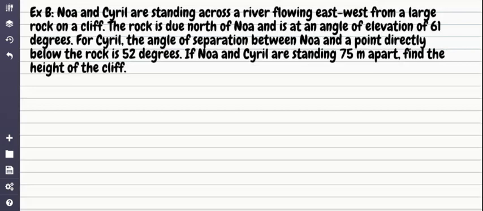Example B. Noah and Cyril are standing across a river flowing east-west from a large rock on a cliff. The rock is due north of Noah and is at an angle of elevation of 61 degrees. For Cyril, the angle of separation between Noah and a point directly below the cliff is 52 degrees. If Noah and Cyril are standing 75 meters apart, find the height of the cliff. Ooh, this one is a big one, right?